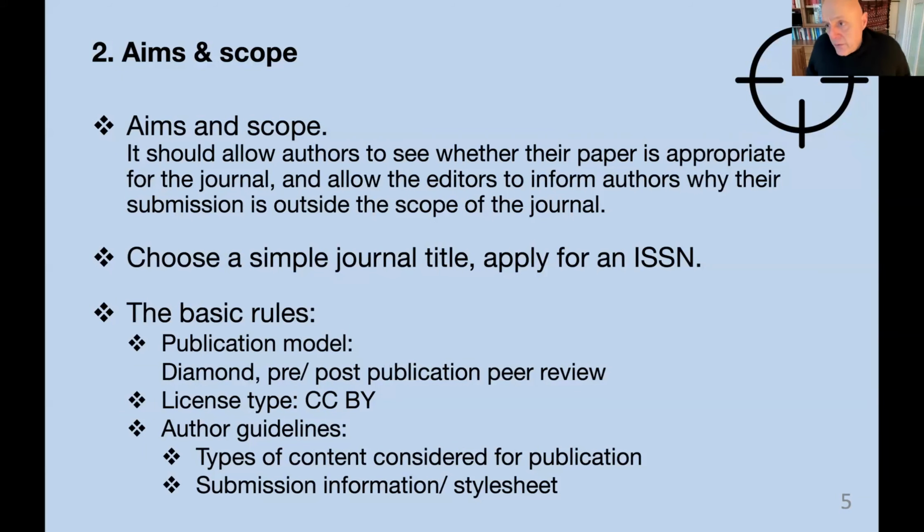The first thing that you need to think of when you set up a journal is to think carefully about the aims and scope of the journal. What are the aims and scope? It should be relatively narrowly defined, because it should allow authors to see whether they should submit their paper there. And it should also allow editors to tell authors why their paper is not welcome there.